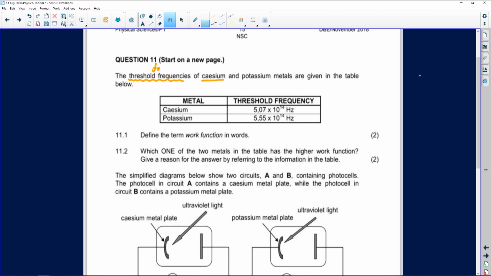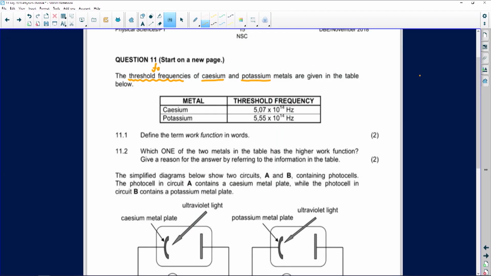Now cesium is a type of metal and we have potassium. Already in your mind, you need to know that different metals will have different frequencies and different work functions. This is because we need different frequencies to actually emit the electrons from these different metals. So do not always look at it on one side and say it's going to be the same. It will be different. So cesium and potassium metals are given in the table below.